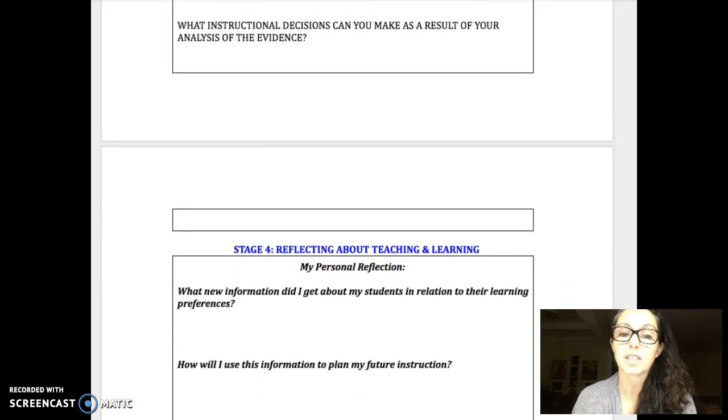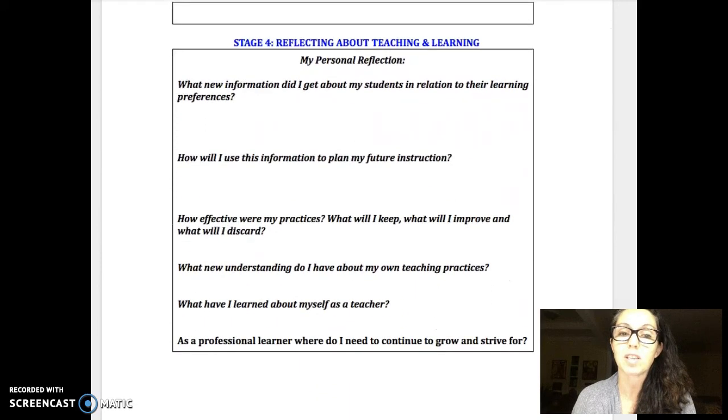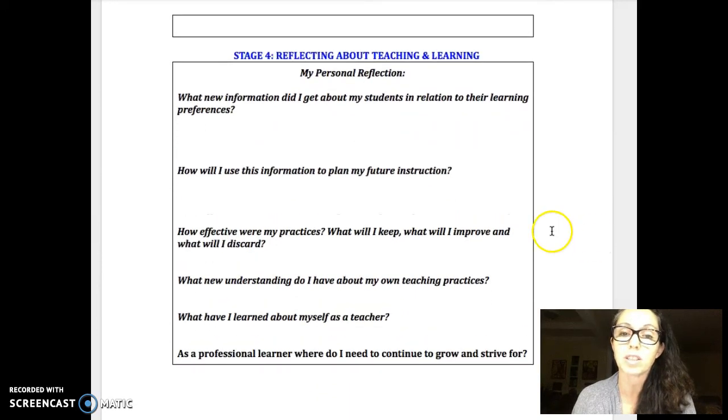Finally, after I've done some assessment of my data, I can move on to stage 4, which is reflecting about my teaching and learning experience. Now that I've done this game, I've created these situations, how will this help me with future instruction? What new information did I get about my students in relation to their learning preferences? What was effective in this lesson? What might I change? And what have I learned about myself as a teacher? So all really good questions that are going to help prompt and fuel me and help me think about how I can improve in my practice.